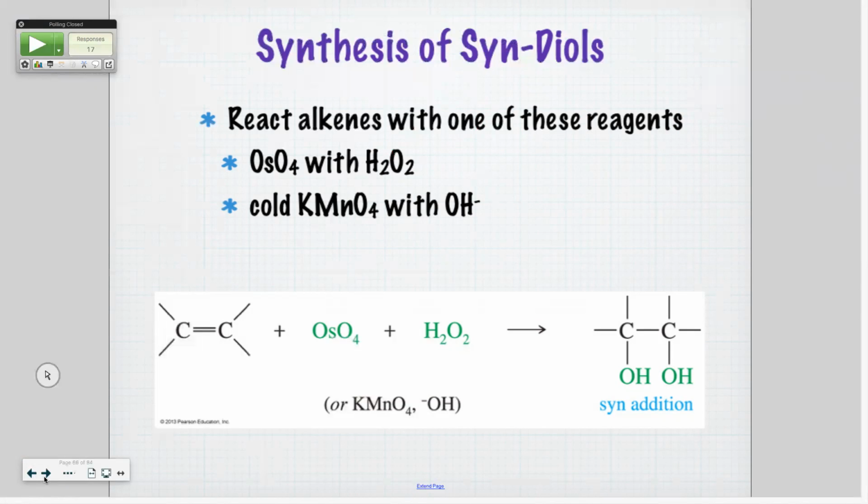And you have to have hydrogen peroxide in there. The other option is to use potassium permanganate, which is purple, and it needs to be basic in order for it to work. And what happens is you make your OHs on the same side. Okay? If you do it by making the epoxide and opening it, your OHs are always going to be on the opposite side.